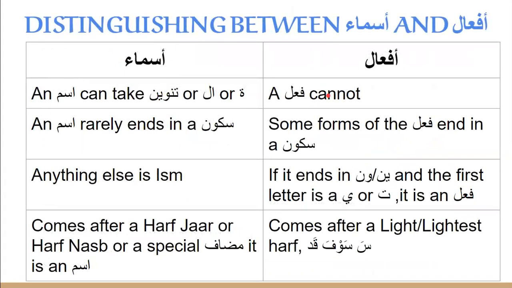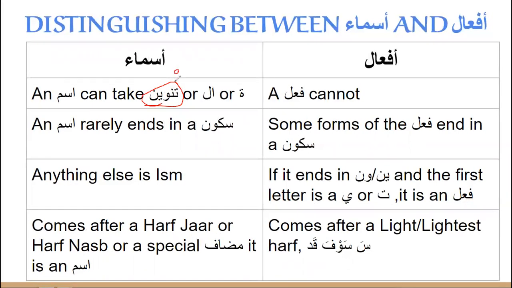So this is the basic difference. Someone has asked me how we can identify whether it's an ism or it's a fa'il. The basic principle I told you in the class: if you see any tanween, like double damma, double fatha, or double kasra, then it's 100% an ism. If you see al, that's 100% an ism. If you see ta marbuta, it's 100% an ism. Okay, a fa'il cannot have those things.